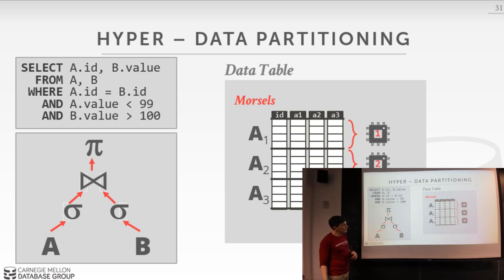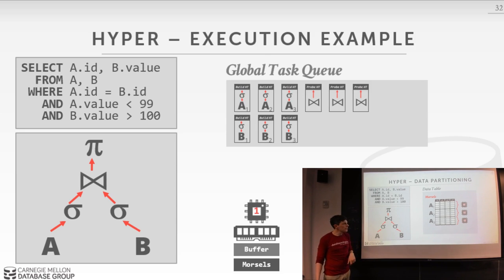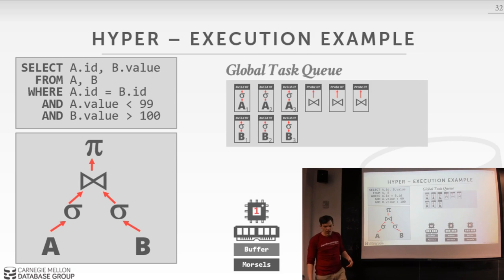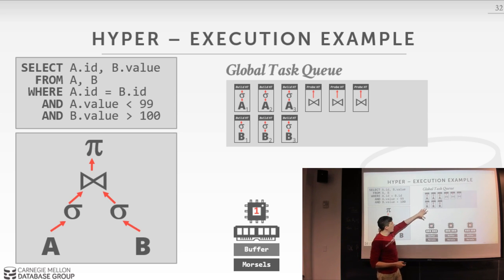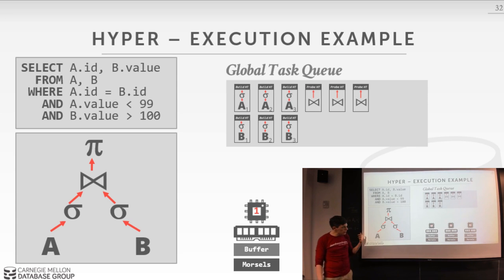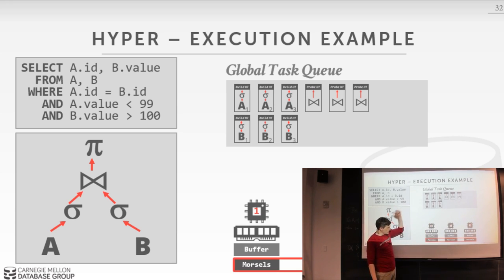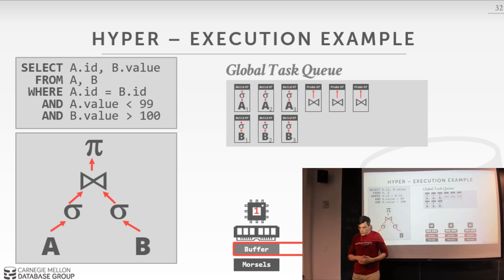All right, so now these morsels will all be assigned to different sockets in the system. Now we're going to actually execute our query. We're going to take our query plan, and then we're going to generate a bunch of tasks for it. So we have our scans on A, scans on B, and then actually doing the join here. At each socket, we're going to have our local memory, and we're going to store inside of it the morsels that we got from the table we just split up before. But we're also going to have these local buffers that the worker threads are going to use to stage or write out the output of the task that they're executing.